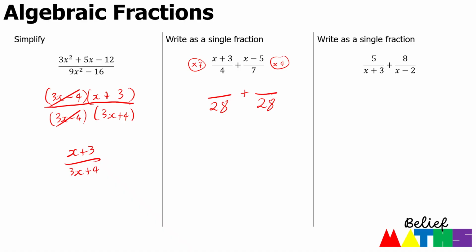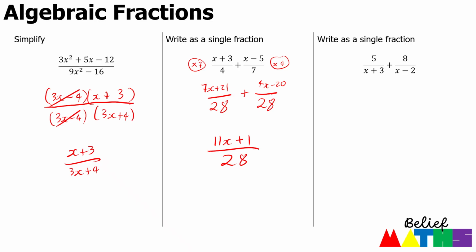That gives us, when we multiply 7 by the top, we get 7x plus 21. And on the top here we get 4x minus 20. Again, we keep our denominator the same and we collect like terms on the top. 11x plus 1 is our final answer.